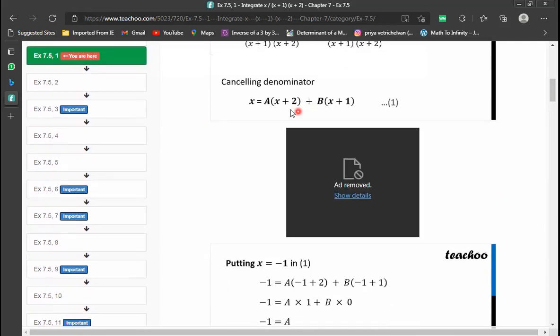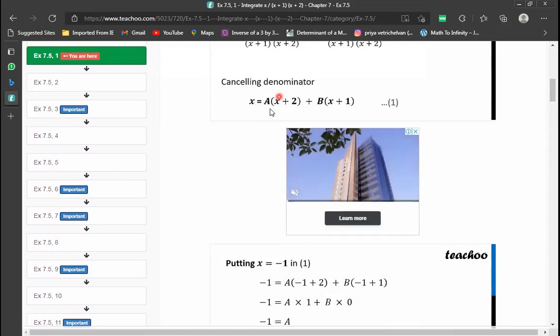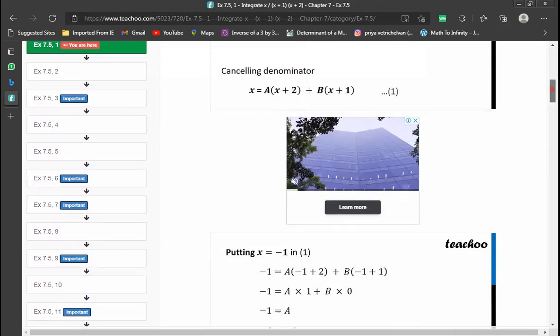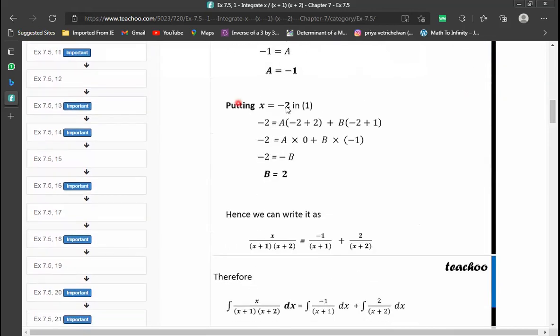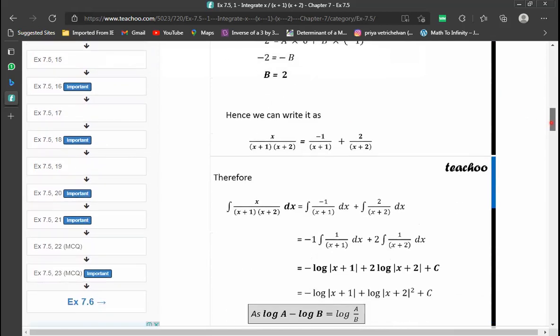And again, you do have x plus 2 here. So now we have to substitute minus 2 in order to make the a as 0. So let's substitute x as negative 2 in this. A will turn into 0 and b will become minus 2 plus 1, which is minus 1. So b will become negative b. Negative b is equal to negative 2. So from that we can say the value of b is 2. So we found the value of a and b.